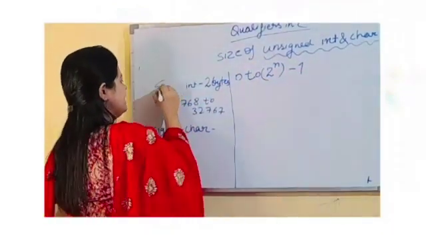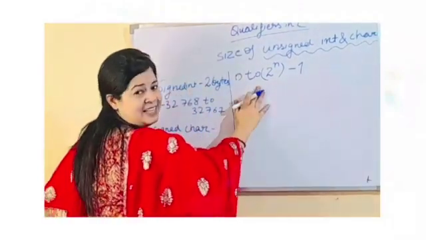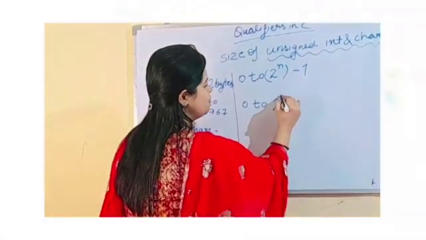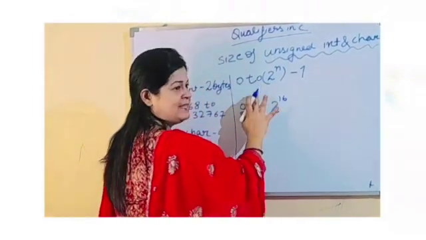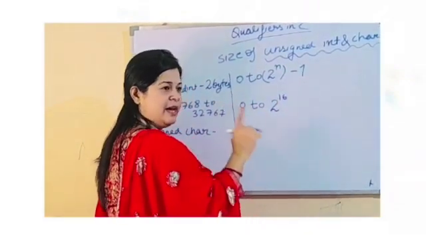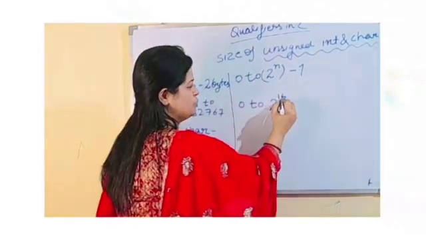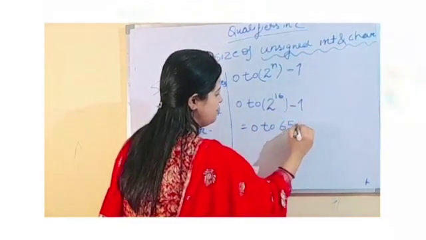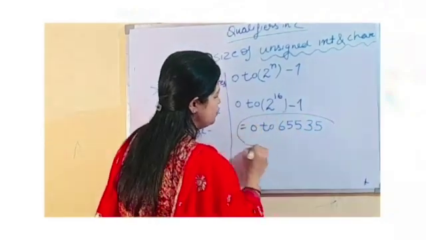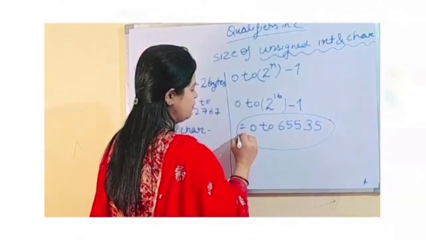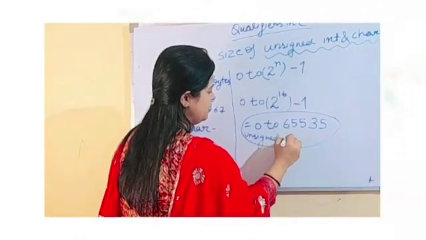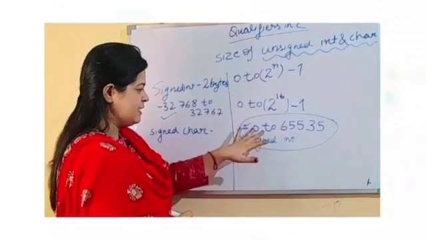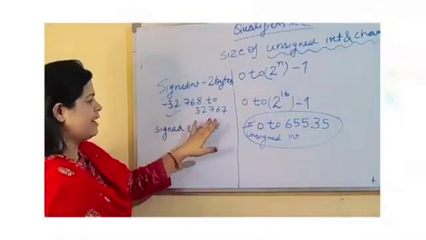Now I'm calculating for unsigned int. This was for signed int. Now this is for unsigned int, because I have already told you unsigned is 0 to positive. So 0 to 2 raised to power 16 bits. In integer, 2 bytes, 1 byte equals 8 bits, so 8 into 2, 16 bits. 16 minus 1, it will come as 0 to 65535. So this is the range for unsigned int, and that is the range for signed int. Unsigned will take 0 and positive values. Signed will take negative and positive values.